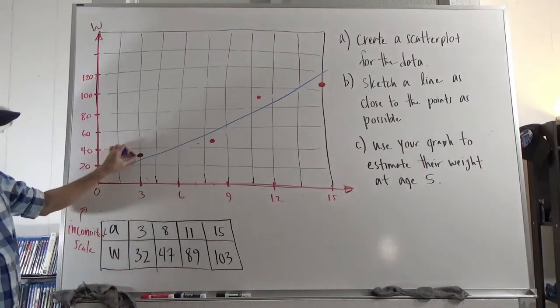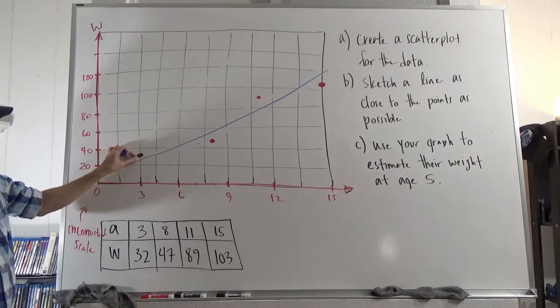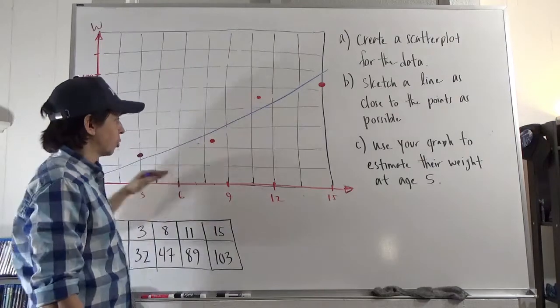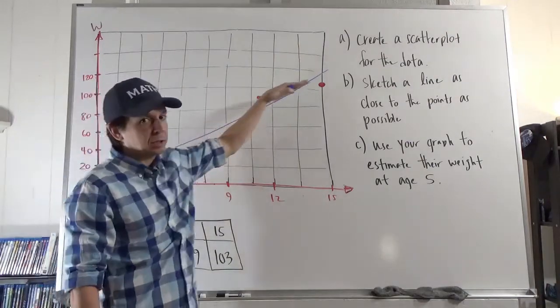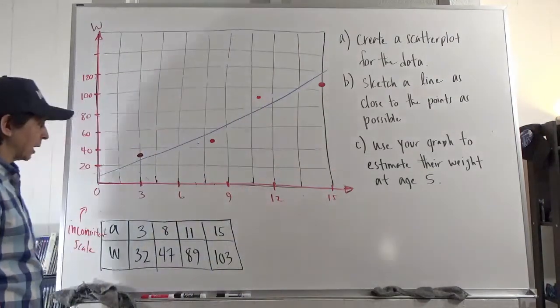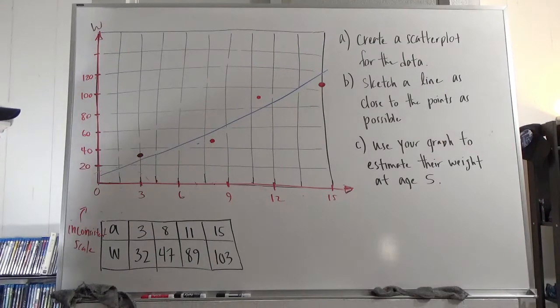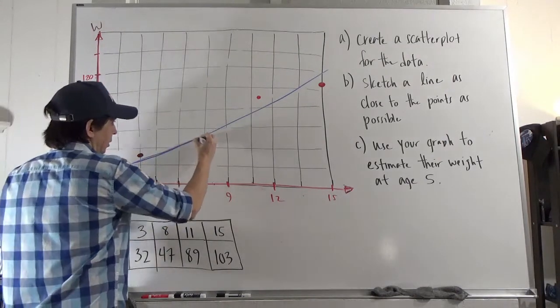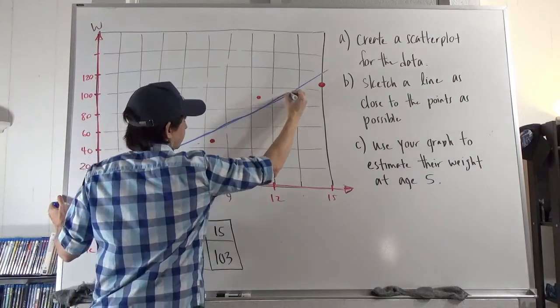He's a little bit, or she's a little bit, heavier than our blue line. They're a little bit lighter than our blue line. But it shows generally how fast this kid is gaining weight as they age into puberty. Okay, so this is going to be called a linear model. And so that's part B. We're done with part B.